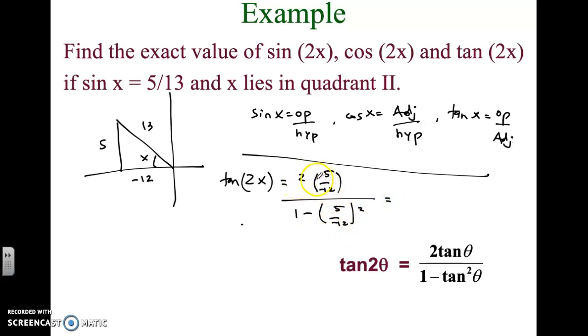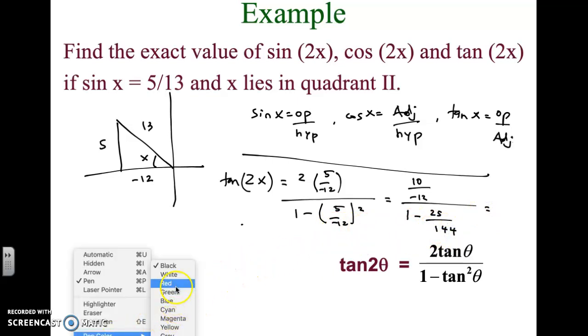The top: I got 2 times 5, which is 10, over negative 12. Remember, I don't want a negative in the bottom, but let's keep it for now. The bottom, I have 1 minus 5 squared, which is 25, over negative 12 squared, which is 144. Let's continue on the left side.